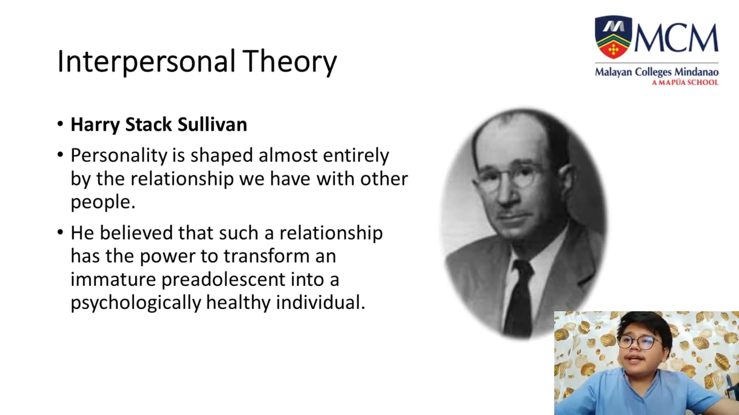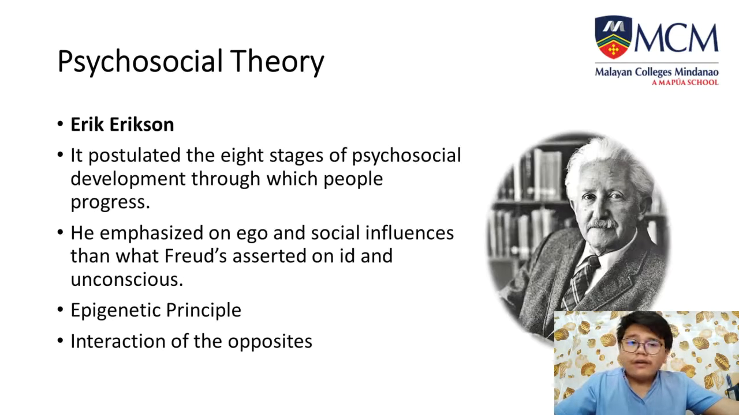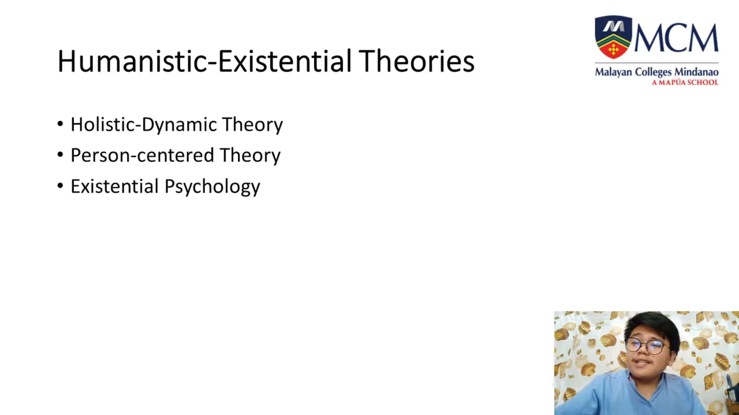Okay. Next, the psychosocial theory of Erikson, or the post-Freudian theory, because he postulated here the 8 stages of psychosocial development through which people progress. There are different stages. These 8 stages have different struggles and also strengths to be developed. And this is a very common theory, as you can see and as you can hear, in the field of psychology. So let's proceed with the humanistic existential theories.